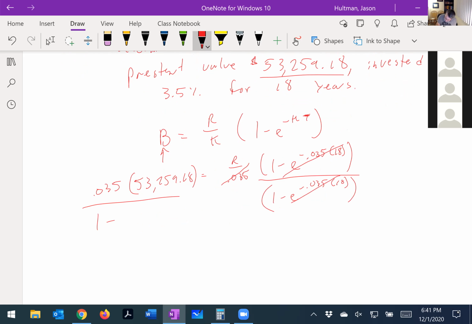So this is 1 minus e to the negative 0.035 times 18. Okay, and so r would be whatever this thing is, right here, this thing on a calculator. So I'd have to probably do the top first and then the bottom. So let's do that. Let's do the top first.